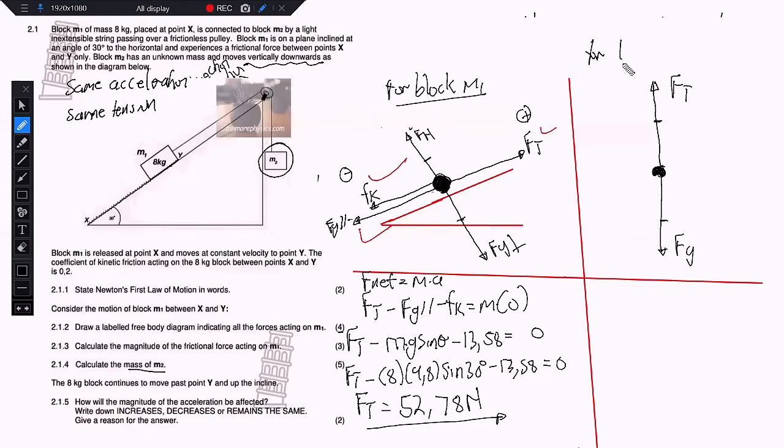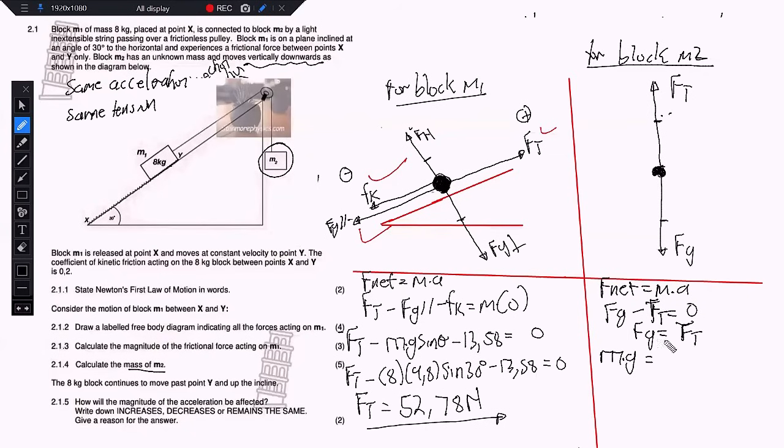Now for block M2, this is what we now have. F net is equal to ma, but we have established that our acceleration is 0 as well. So we will have Fg minus T is equal to 0. Now if we have 0 here, that means my Fg is equal to the tension. Coming back to this, if it's moving at constant velocity, upward forces are equal to downward forces. Then mg is equal to the tension. So let me just write this as Ft, force of tension.